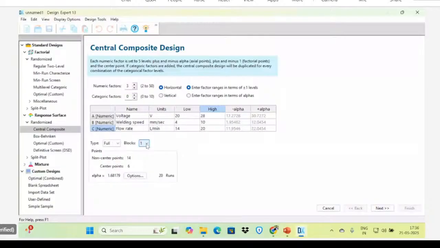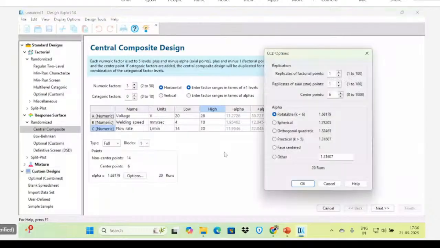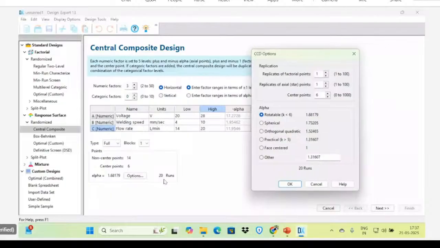And you can go to the options and you can see here it is written as 20 runs. So if we are considering two factors, then it will be showing 13 runs. In these 20 runs, you can see 6 values will be the repeating values. It is not like all the 20 process parameters will be different. I will show you in the next.